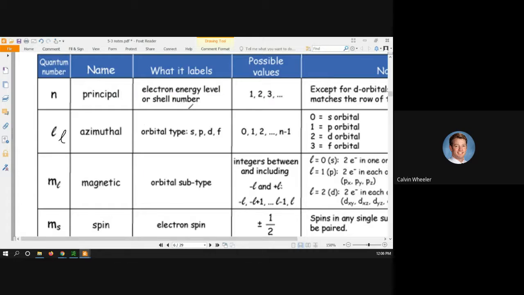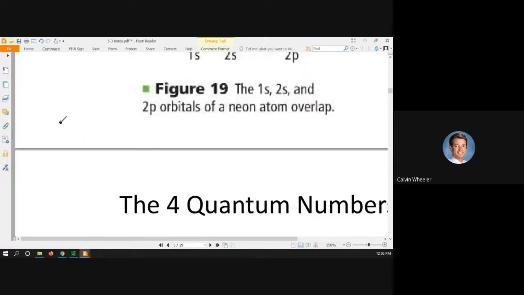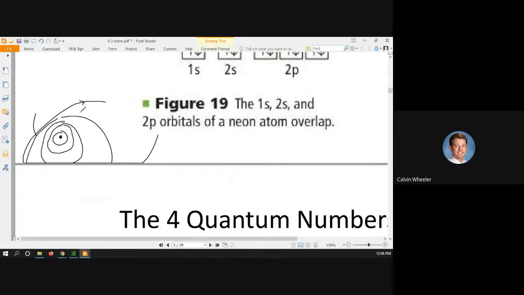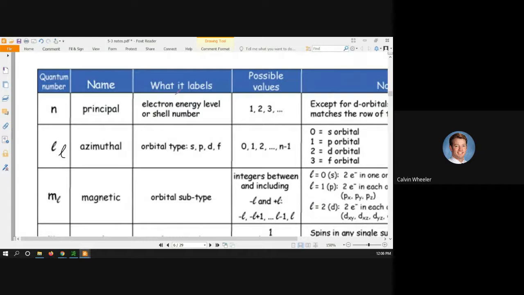So n, the principal quantum number, this is the electron energy level or shell number. So when we were talking about the Bohr model, let me do a little sketch here. So here is the nucleus. We had the n equals 1, the n equals 2, the n equals 3, 4, 5, 6, 7, and so on. Those levels that we were using previously with the Bohr model, sorry for that awesome sketch, those previous energy levels, that's what we're talking about here. The principal quantum number corresponds to that energy level, that shell.